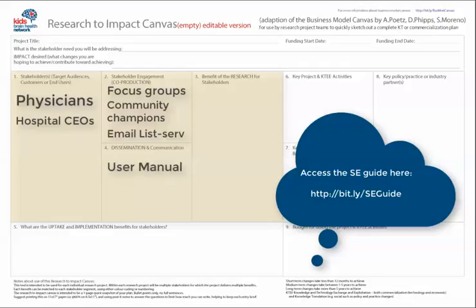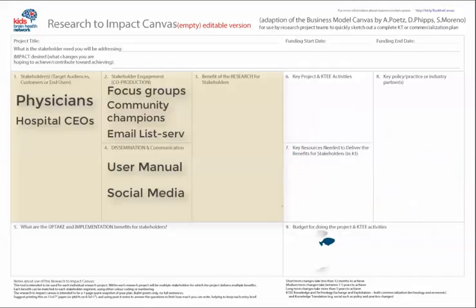And then what are the outputs of your work going to be? Like, are you going to produce maybe a user manual? And how will you disseminate this to your stakeholders, maybe through social media?